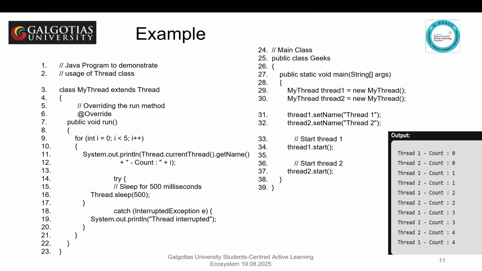In this example, MyThread extends the Thread class. We override the run method to print a counter with the thread name. In the main class, two thread objects are created. Names are assigned using setName. Both threads are started using start. Each thread executes independently and concurrently.